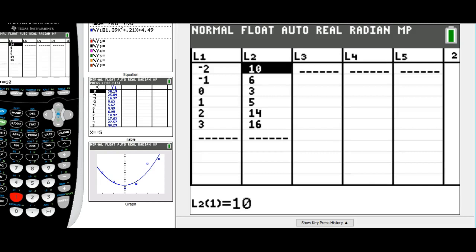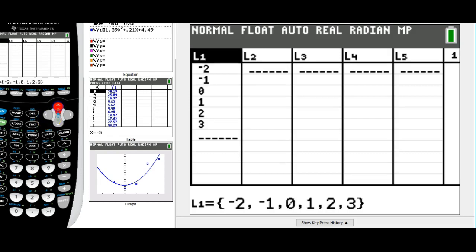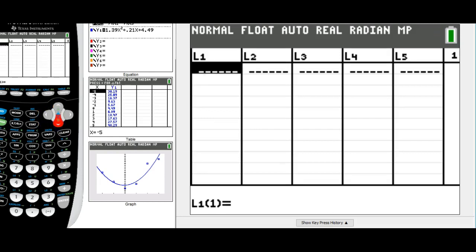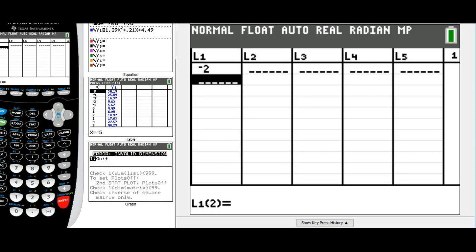If you have data in your calculator like I do, you arrow up, press clear, arrow down, and then go over to L1 and do the same thing, press clear, arrow down. Then we put our X's in under L1. So -2, enter, -1, enter, 2, these are just our X's, 3, 4, and 7.